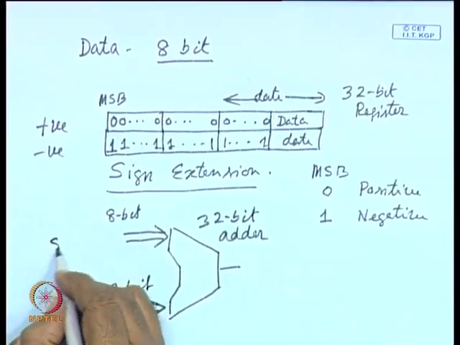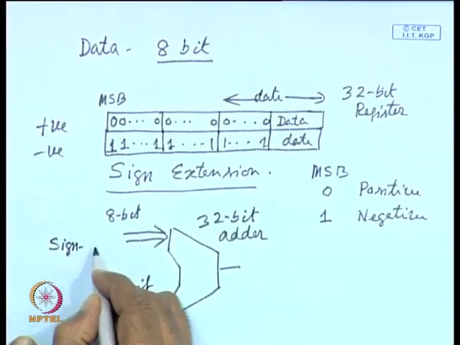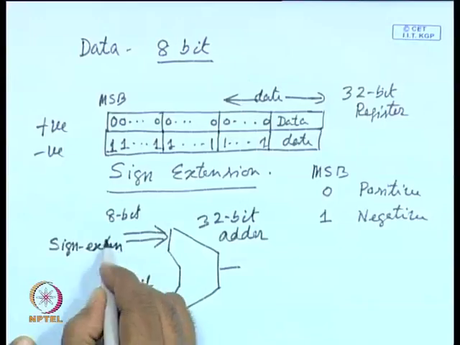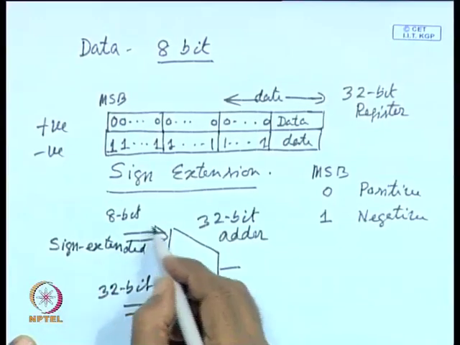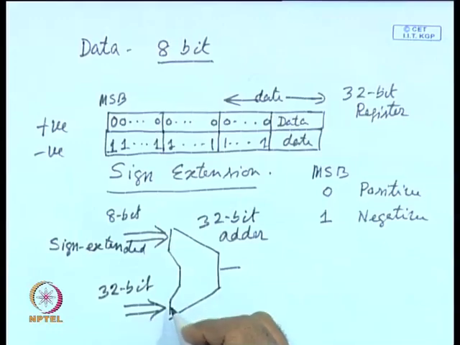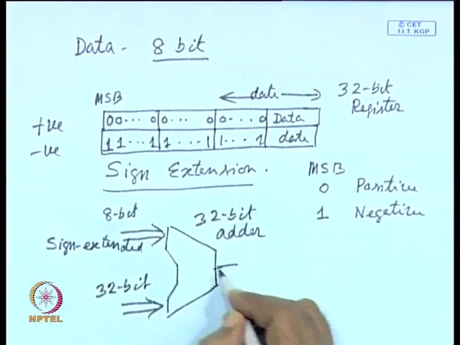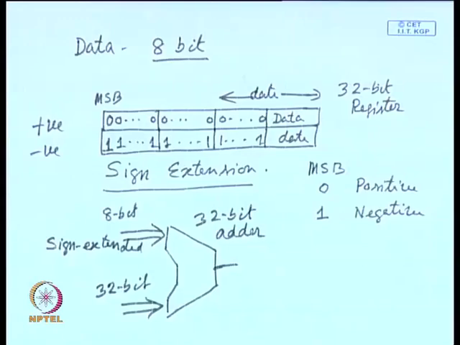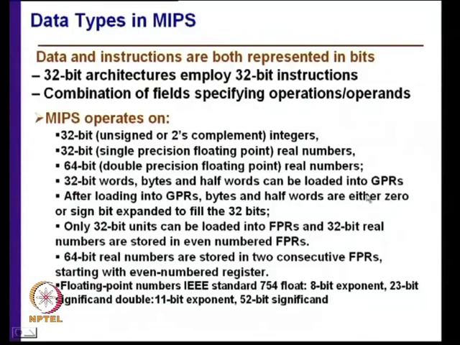You have to apply sign extended data to this arm, so that you can apply both the operands as 32 bit, and you will get a 32 bit result. So, that is the reason why sign extension is used. Okay. So, sign bit extended to fill the 32 bits.